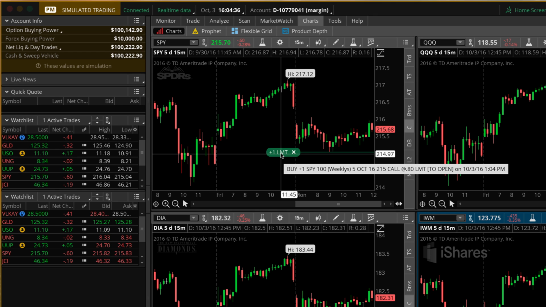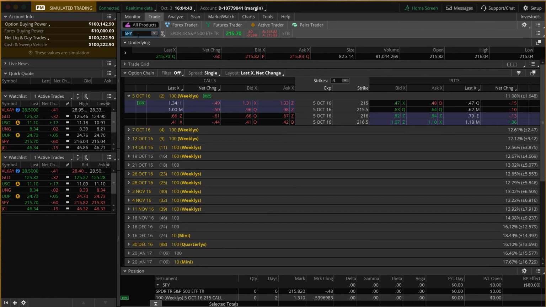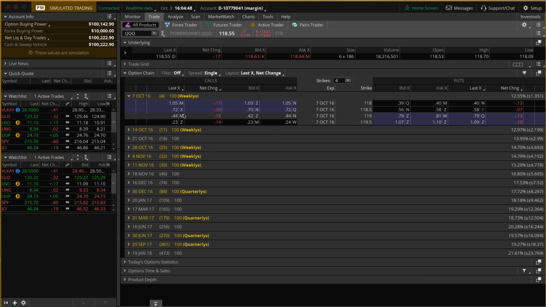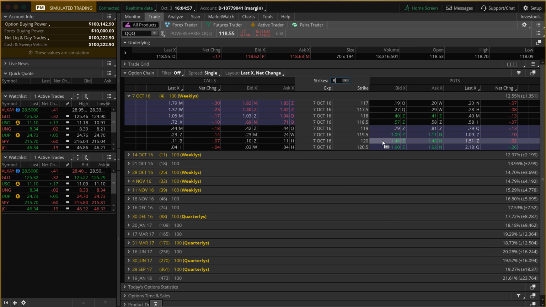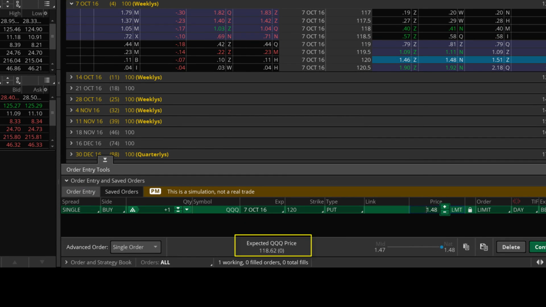So let's go ahead and look at Qs. Let's say we wanted to buy a put if Qs went to 119.04. So go to Trade tab, we'll punch in triple Q, we'll go to the current weekly expiration, and let's say we wanted to buy the 119. We're probably going to need to open up the strikes here a little bit. Okay, so let's say we wanted to buy the 120. We don't want to sell, we want to buy. We want to buy the 120 when it gets to 119. So we'll decrease the price of the put and see if we can get there.